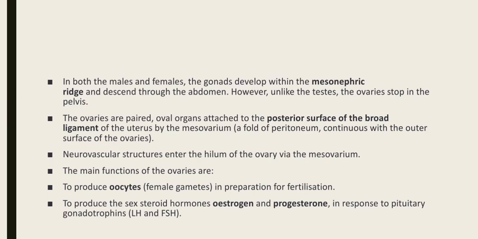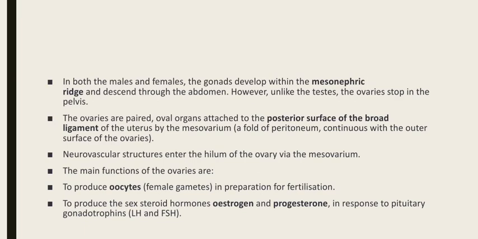In both the male and the female, the gonads develop within the mesonephric ridge and descend through the abdomen. However, unlike the testes, the ovaries drop in the pelvis. The ovaries are the paired oval organ attached to the posterior surface of the broad ligament of the uterus by the mesovarium, a fold of the peritoneum, continuous with the outer surface of the ovary. Neurovascular structures enter the hilum of the ovary via the mesovarium.